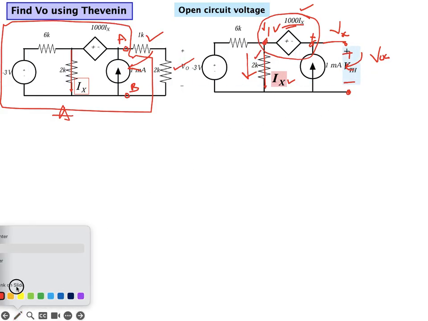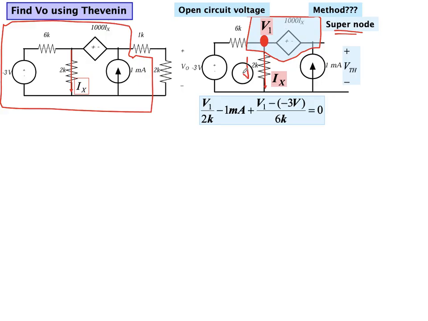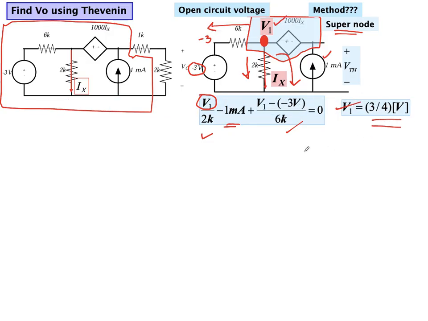Let me just clear it for clarity. In this case, this is the super node. This could be V1. So we can apply the super node here and apply nodal analysis. We apply KCL at this super node. The current going in this direction is V1 over 2K, which is this one. The current going in this direction is the opposite of this, it is -1. The current going in this direction is V1, and we can see the voltage is -3. So it is V1 minus -3 over 6K, which is this one, equal to 0. From here we can find the value of V1, which is the node voltage. In this case, V1 comes out to be 3/4 volts.